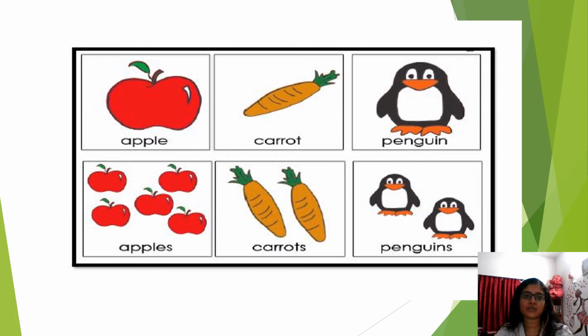So from this picture you can see there is an apple. Below that there is the plural. How many apples are there? 5 apples. When you say 5, it means more than one, so you will say apples. Carrot, carrots. Penguin, penguins. Here you're just adding s at the end. This is one kind of plural form, which we normally call the regular form. Why is it called the regular form? Because you just add s to the end of the noun. You don't have to change anything there, just put s and that noun becomes a plural.